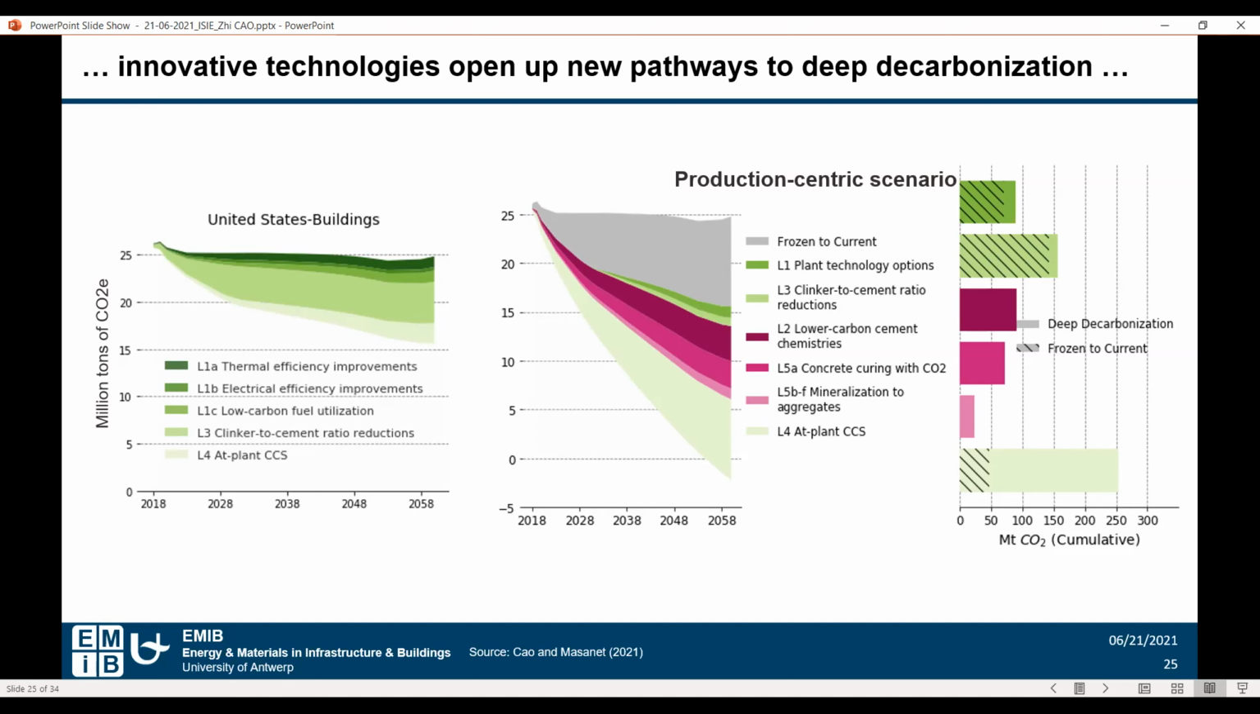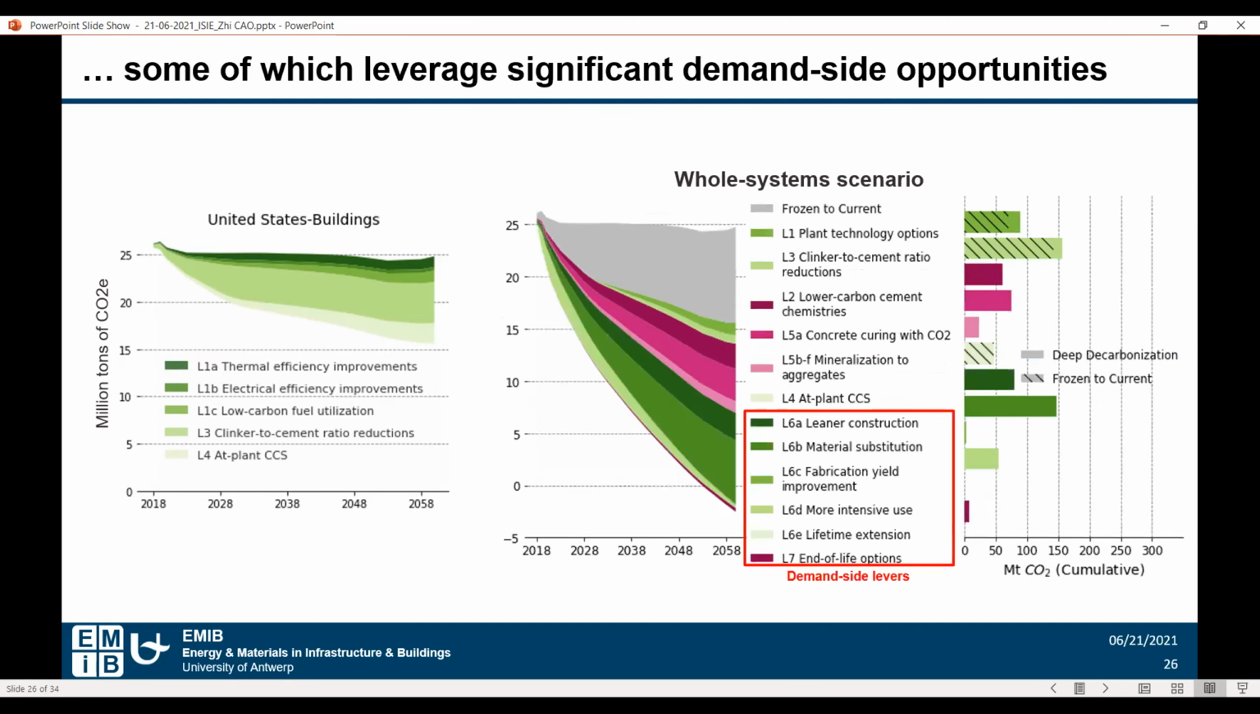Now, if we opt to take a whole system route where CCAs and lower carbon cement chemistries are less relied on, and instead cement demand or concrete demand reducing strategies are more relied on, we will also be able to reach net zero by 2060. Essentially, these demand side levers could give us a wide range of mitigation space and allow us to release our pressing demand for deploying CCAs at the production site.